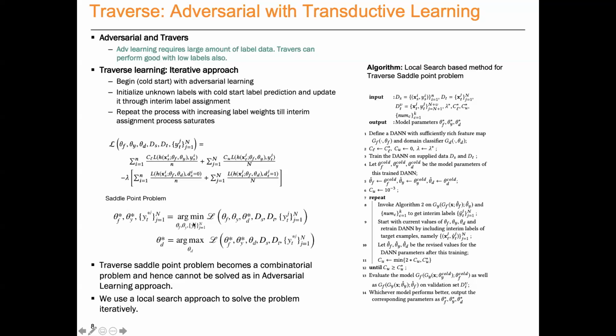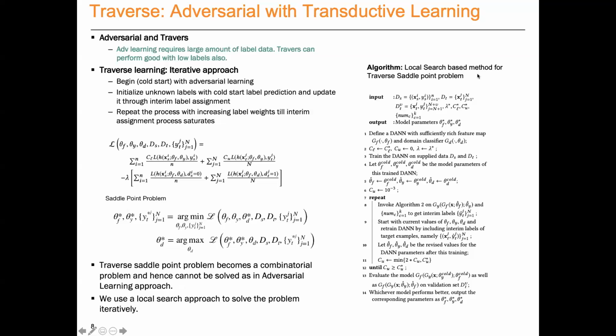And because of the adversarial part being here, we still find a saddle point through this, but the saddle point problem is slightly different than DAN. Basically, the Transfer saddle point problem becomes a combinatorial problem as we see here, as it involves finding the target labels along with the model parameters, and hence cannot be solved as an adversarial learning approach. So we had to resort to a local search approach to solve the problem in an iterative manner.